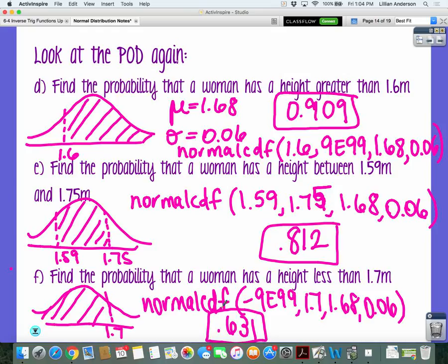Why do we put the negative 9E thing again? Because we wanted everything that was less than 1.7, so we needed a really super small number because we're talking about all the area that's less than 1.7. A really, really small number all the way up to 1.7. We need to get all that area underneath the curve. So that's why we use the negative version of a super, super big number.